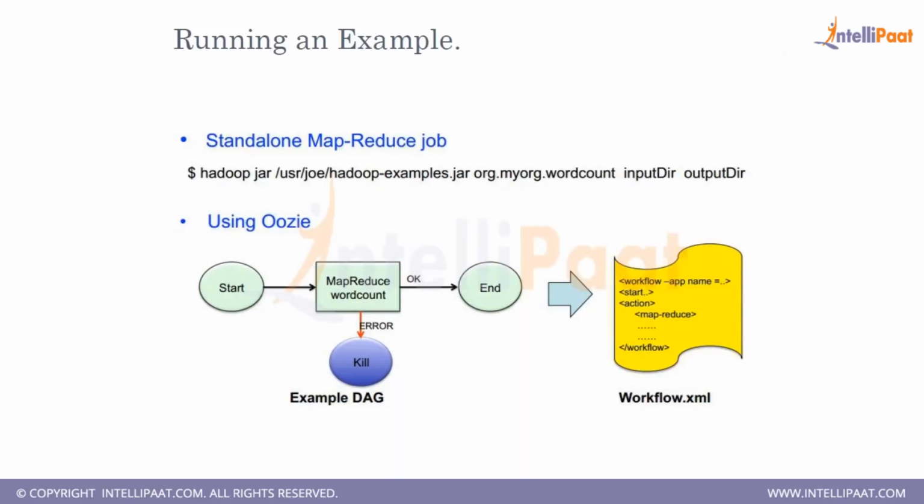So what I'm trying to demonstrate today is running an example, meaning we will take a MapReduce program and try to run it using Oozie. We will ask Oozie to run the program for us. And what happens in running a program using Oozie is that Oozie is very careful with the status of the program. For example, if there is an error, it will kill the program. If everything works fine, the program is going to end.